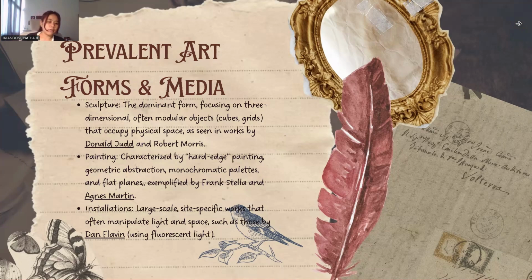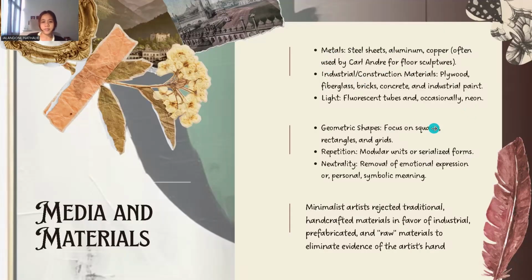We also see a lot of hard-edged paintings, which use tape to ensure lines are perfectly straight and colors are flat. Again, the goal was to remove the personality of the brush stroke and focus on the purity of the form and color. Minimalist artists rejected traditional handcrafted materials in favor of industrial, prefabricated, and raw materials to eliminate evidence of the artist's hand.